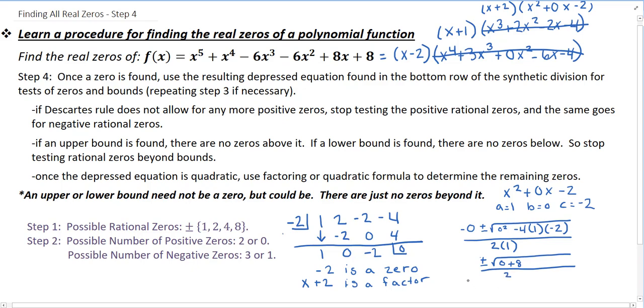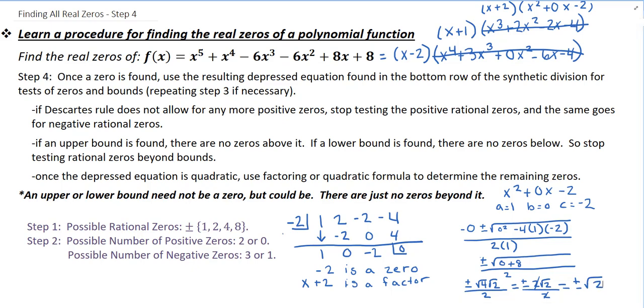But that's just plus or minus the square root of 8, which we could break down into the square root of 4 times the square root of 2. And the reason being is 4 is a perfect square factor that can factor out. But then the square root of 4 is the whole number 2. So plus or minus 2 square root of 2 all over 2. But then 2 divided by 2, those are going to cancel out and leave you plus or minus the square root of 2. So that's our remaining zeros, positive and negative square root of 2.